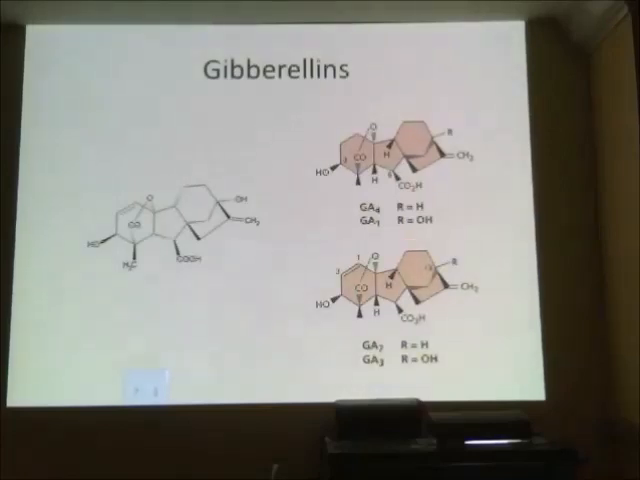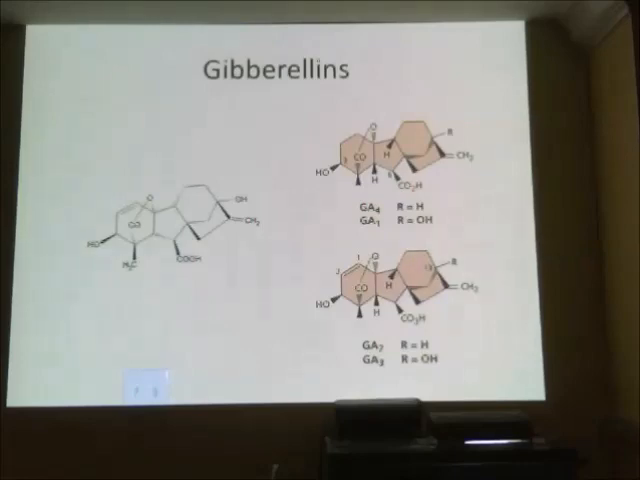Anyway, gibberellins have been shown to signal starch hydrolysis through induction of alpha amylase synthesis. Indole acetic acid, by the way, the auxin that we showed on the previous slide, has been shown to regulate the concentration of this compound, gibberellic acid 1, in elongating internodes in pea and tobacco plants.